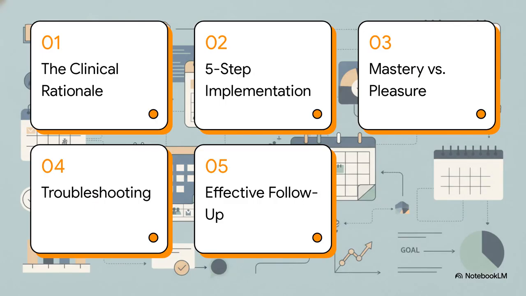So here's our game plan. First, we'll get into the why, the clinical rationale. Then, we'll walk through the 5 key steps to actually implement this. After that, we'll unpack the huge insight of mastery versus pleasure. Then, we'll talk troubleshooting for when things go sideways. And finally, we'll cover how to nail the follow-up visit.